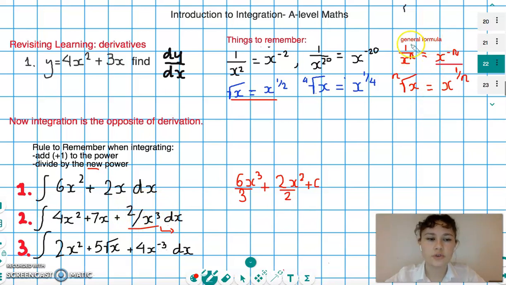Let's look at our first formula here. 1 over x to the power of n equals x to the power of minus n, n being an integer, any given number. In this case, it's 3. Now let's use this formula in order to simplify this expression.